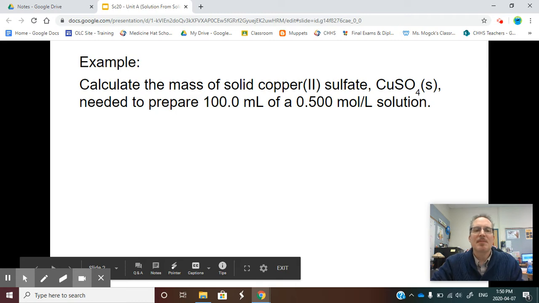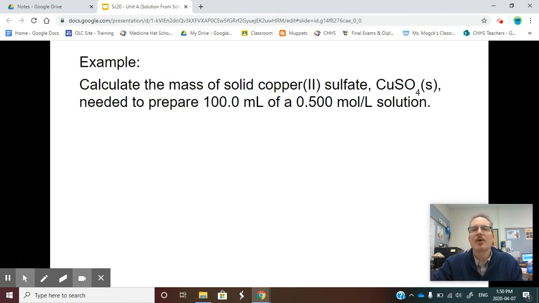So our example is going to be this. We're going to figure out what mass of solid copper 2 sulfate, CuSO4, we are going to need in order to make 100 milliliters of a 0.5 mole per liter solution. So let's start with the math.